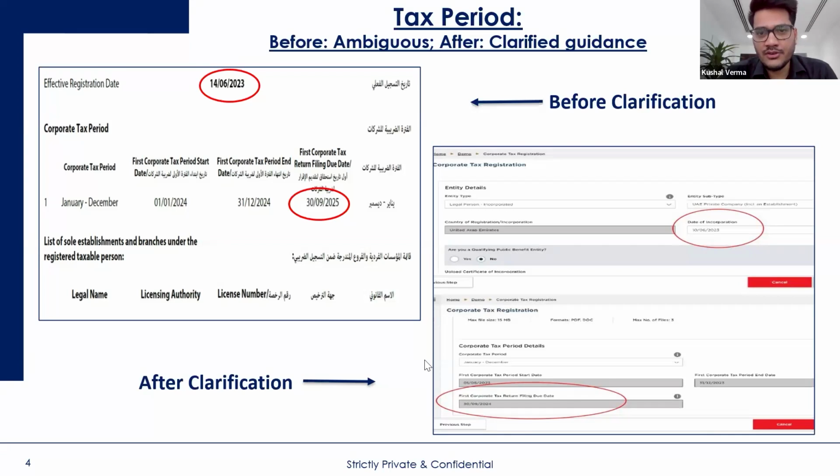And for Lavina, you have the option in the EmaraTax portal, which shows that if you wish to change your tax period, then you can change it from there only. There's an option in the EmaraTax portal only. You have to inform through the EmaraTax portal only for changing your financial year.